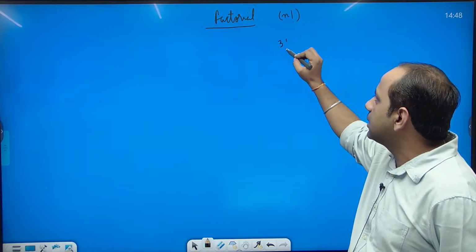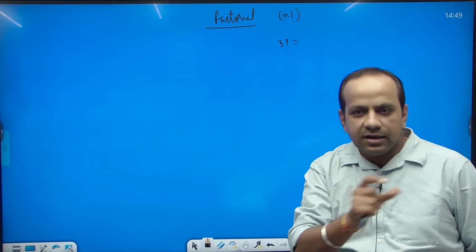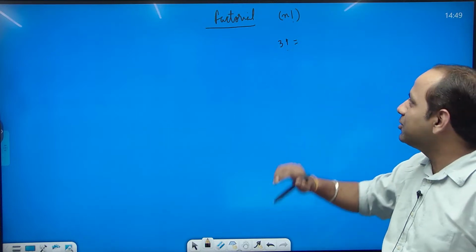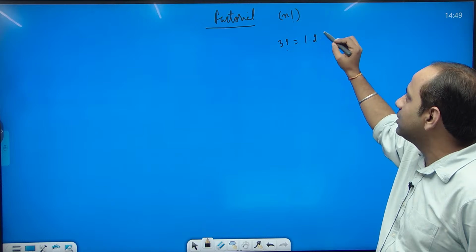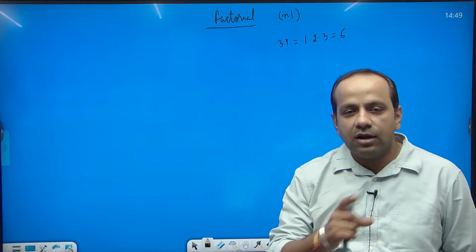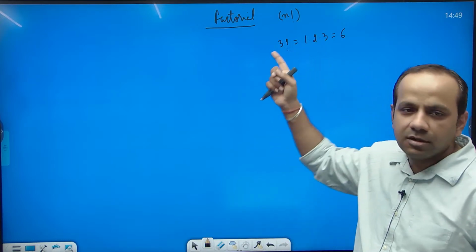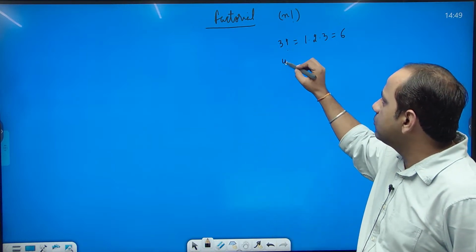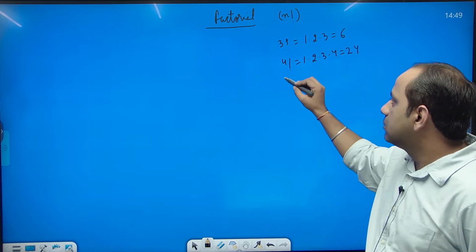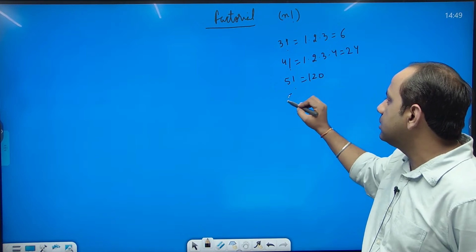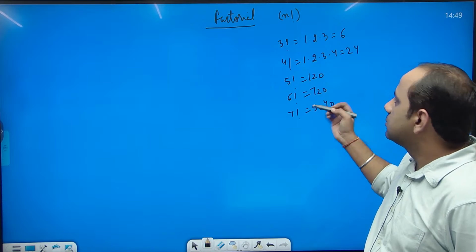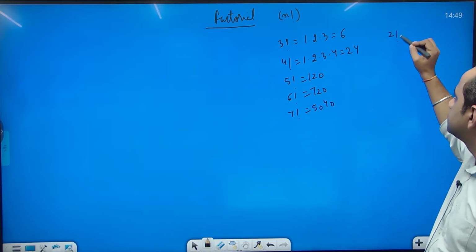Like if I need to calculate 3 factorial, factorial is basically a continued product. So if I calculate 3 factorial, that is 1 into 2 into 3, that is 6. Continued product of all natural numbers. So that means we are going to start from 1, not from 0. So 4 factorial will be 1 into 2 into 3 into 4, it will be 24. 5 factorial will be 120. 6 factorial will be 720. 7 factorial will be 5040 and so on. Got it? 2 factorial will be 2.